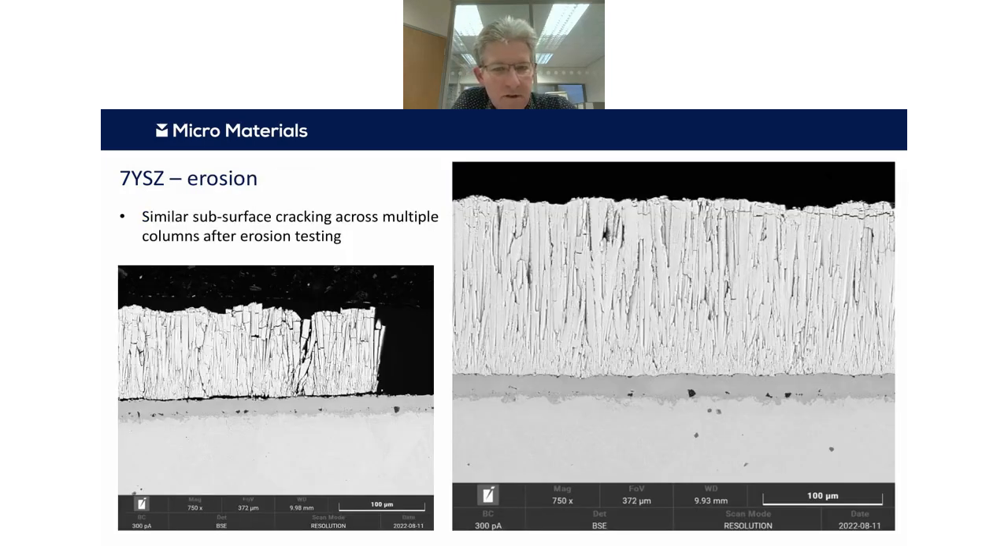And what's interesting is if you look at erosion scars, you can see a similar sort of cracking across columns, as you can see on the right. Also, if you're quite near the center of the scar, you can get some more extreme cracking and also loss of the structure, as seen on the left. So very similar crack patterns that you see in both types of test.